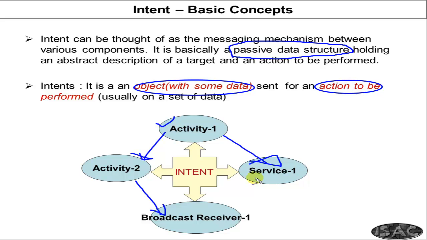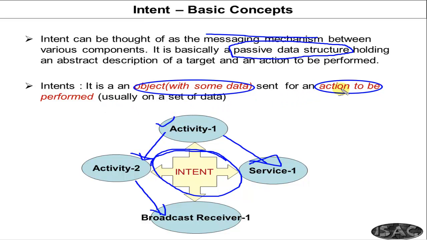Inside this intent object, they will obviously store some information and send it to each other. So, these components, activity, service, other activity, broadcast receiver, all of these communicate using intent. Okay. So, intent is a central messaging mechanism. It is basically an object with some data and an action to be performed.